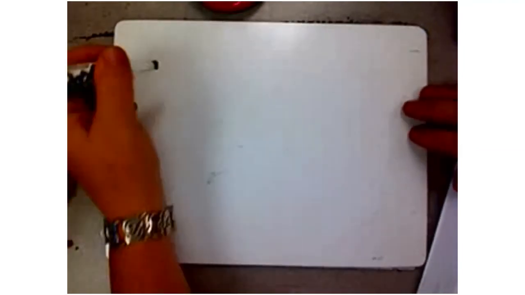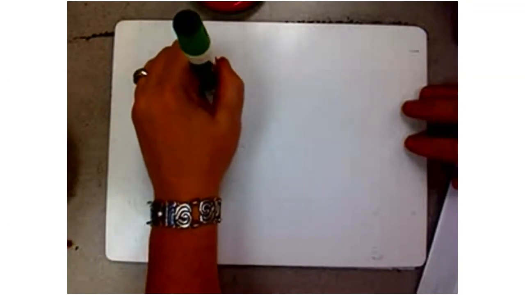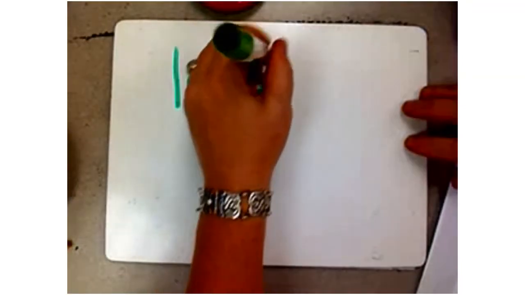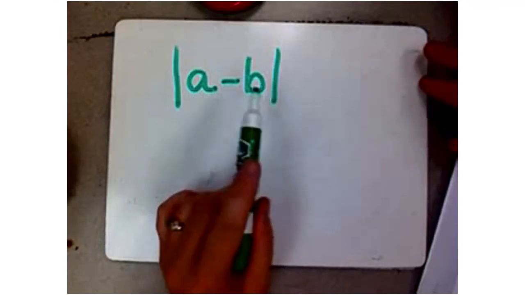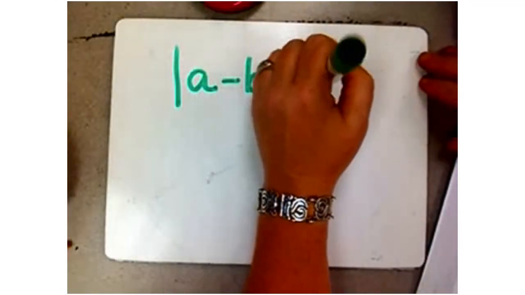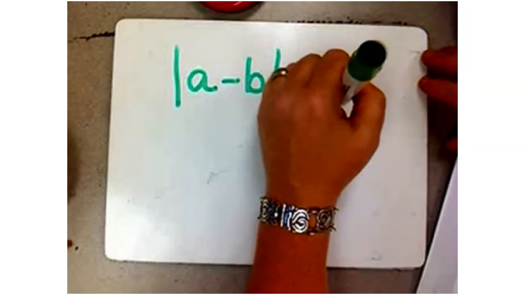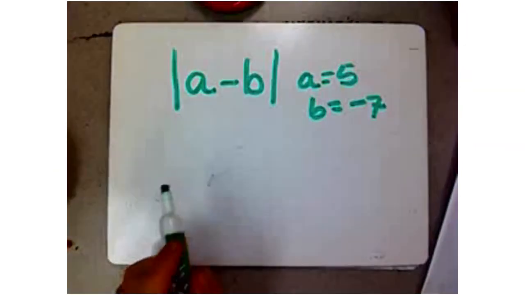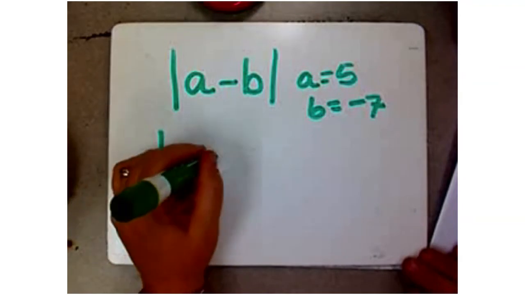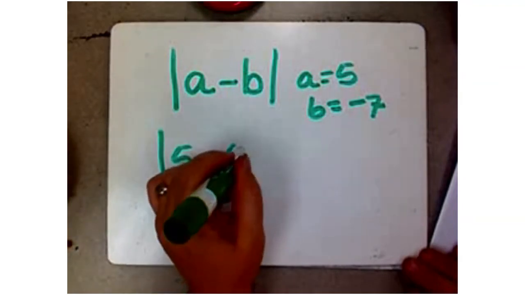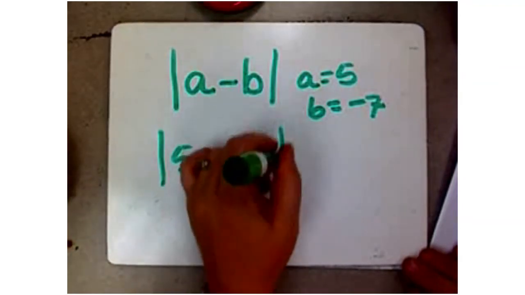Example 4 at the bottom of page 180 has: evaluate the absolute value of the quantity A minus B, where A is 5 and B is negative 7 again. So we put absolute value open, 5 minus, open paren, negative 7, close paren, absolute value.